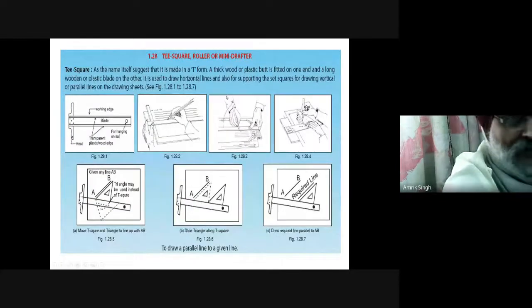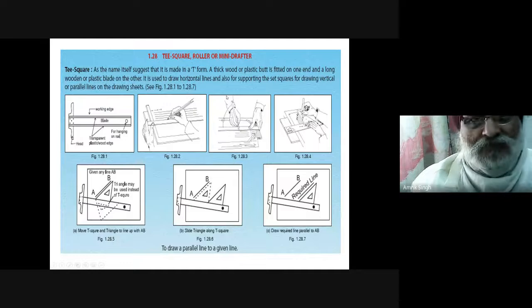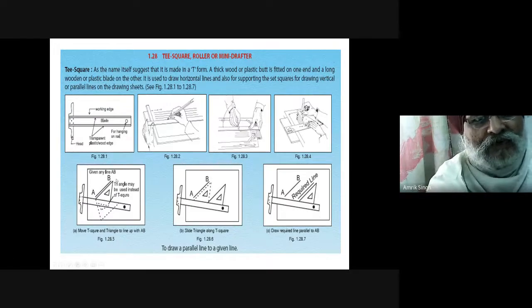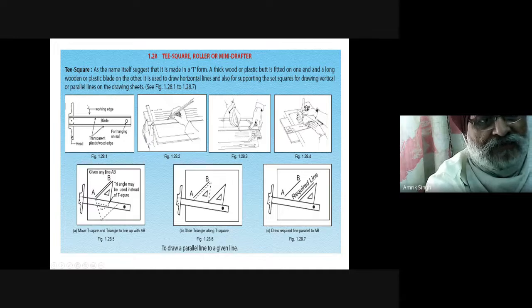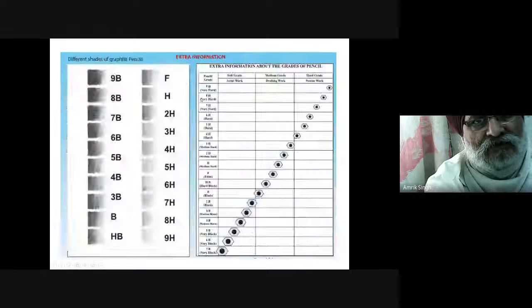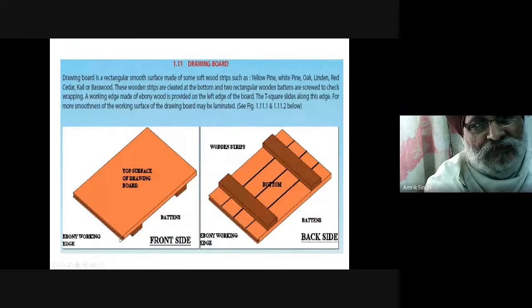Now you see, this is a T square. This we use when we are not using the mini drafter. So this is the head, these are the blades, and this is the working edge. Normally we put this along the side of the drawing board. If you see this one, this is the pilot edge. Okay. So we put the T square here, and we move along like this.